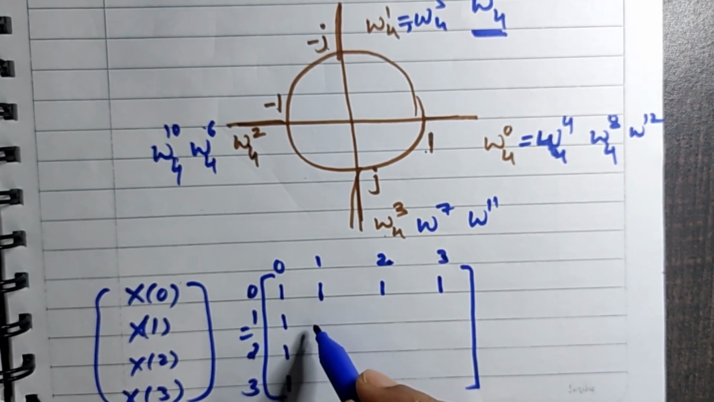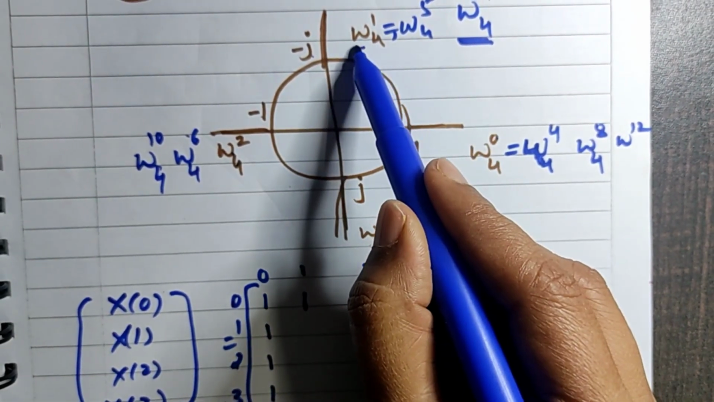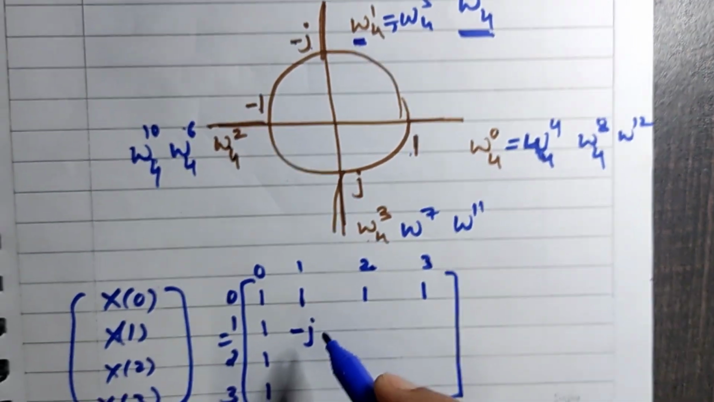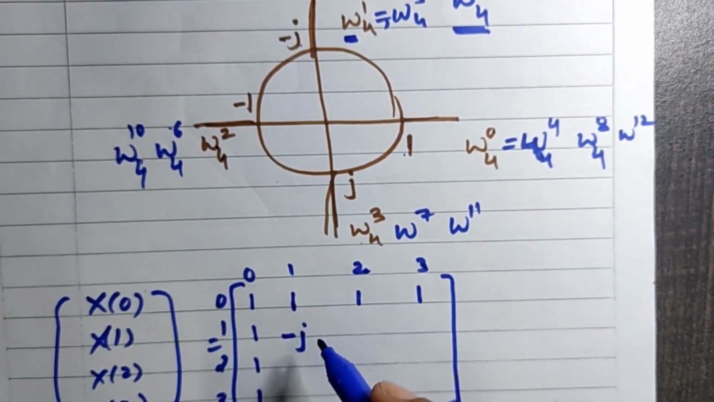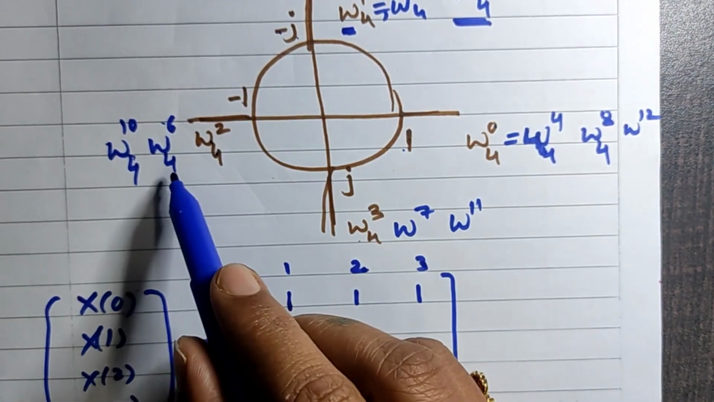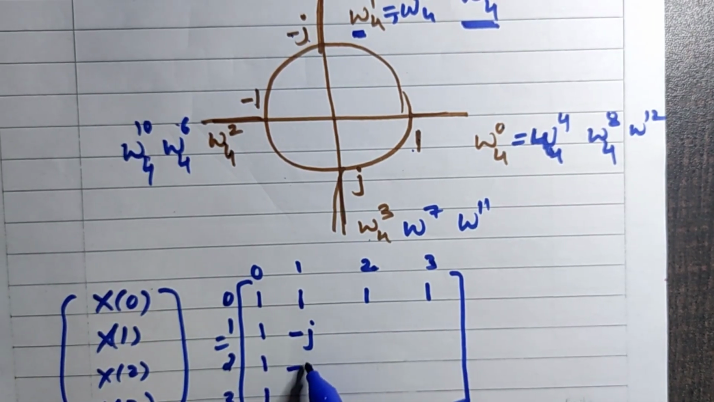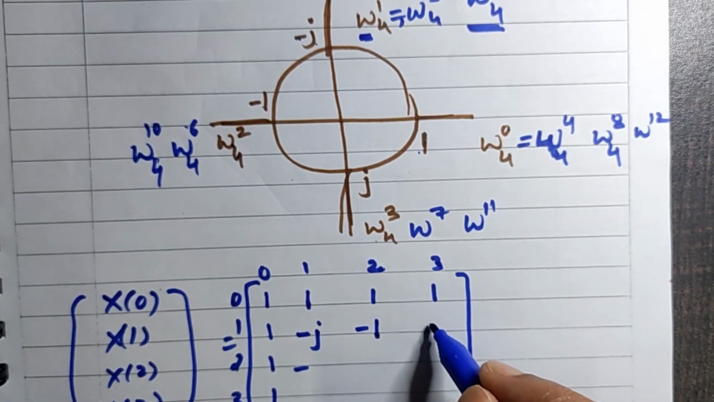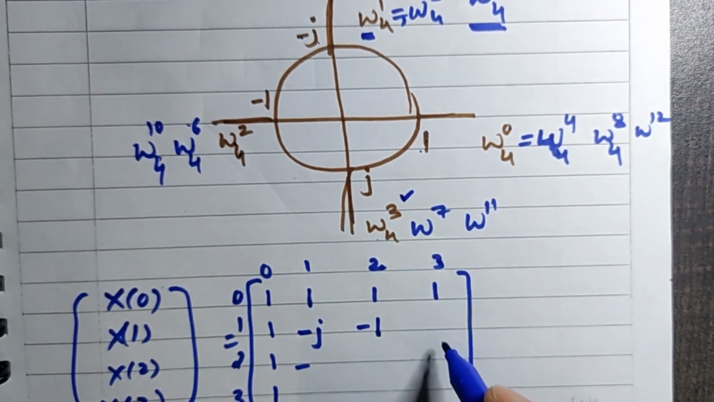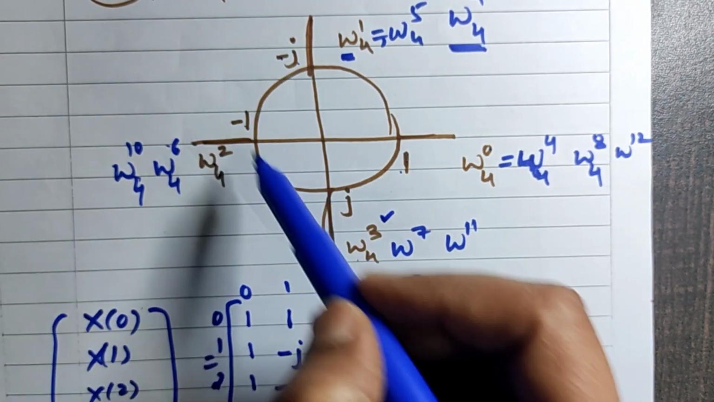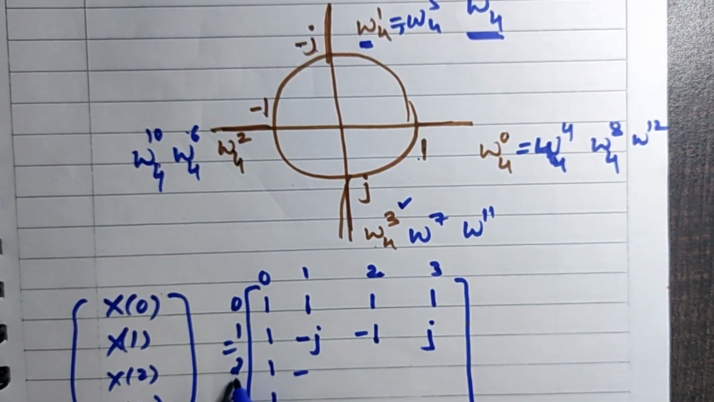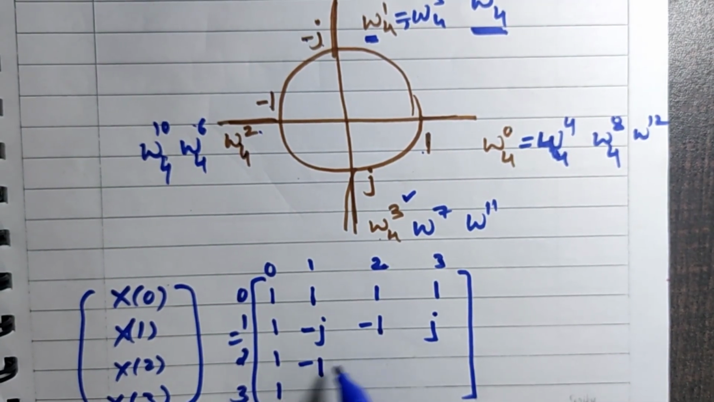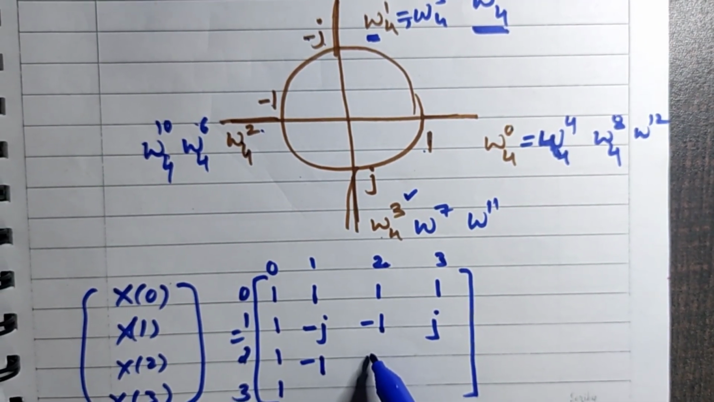Now, omega 4 raised to 1. What is the value of omega 4 raised to 1? That is minus j, so we can write its value as minus j. Next, omega 4 raised to 2 is minus 1. Omega 4 raised to 3 is plus j. Observe the circle and write the values here. Omega 4 raised to 2, what is the value? Minus 1. Omega 4 raised to 4 is 1.